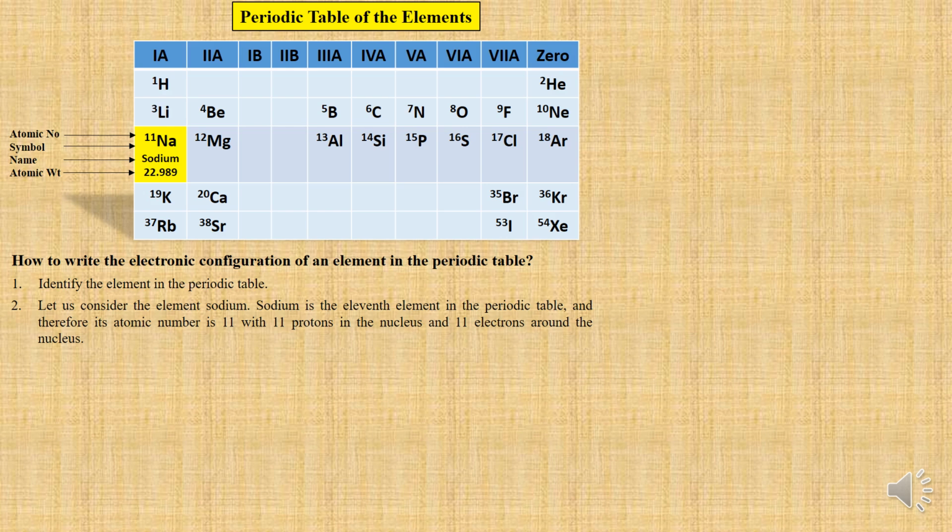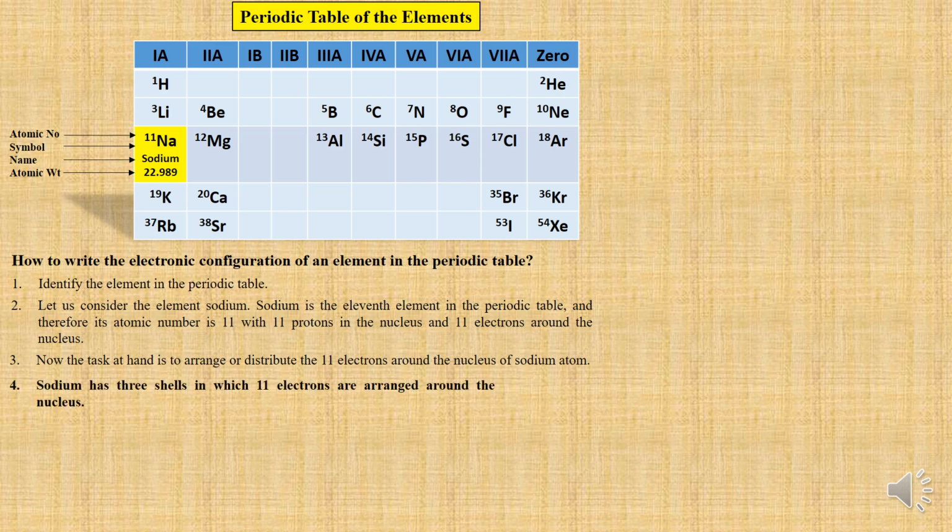And why is sodium the 11th element in the periodic table? Because its atomic number is 11. And why is its atomic number 11? Because it contains 11 protons in its nucleus. And therefore, there should be 11 electrons arranged around the nucleus of the sodium element. Now the task at hand is to arrange or distribute these 11 electrons around the nucleus of the sodium atom. Sodium has 3 shells in which 11 electrons are arranged around the nucleus.